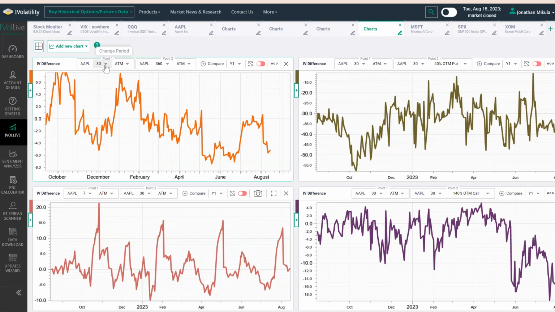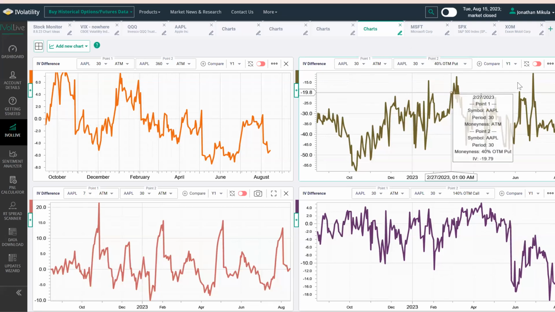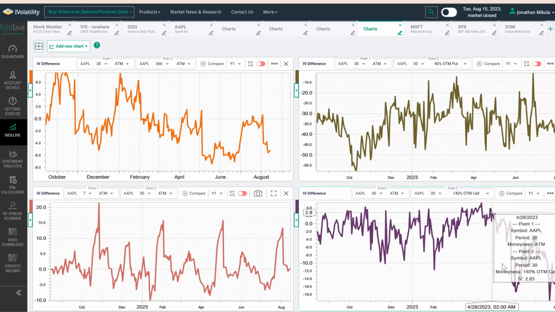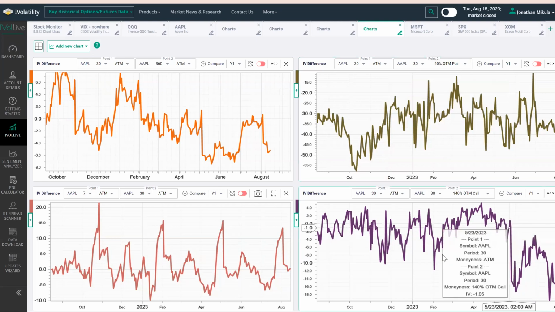So here I'm comparing what was happening for short-term implied volatility, 30 days versus 1 year. Here I was comparing what was happening to 30-day IVX at the money versus 30-day IVX with a 40% out of the money put, right? And again, I'm looking to see when the short-term at the money option is either more expensive or cheaper relative to an out of the money put. This is relative to an out of the money call, right? So when is it cheap or expensive to go long an out of the money call, cheap or expensive to go long an out of the money put?